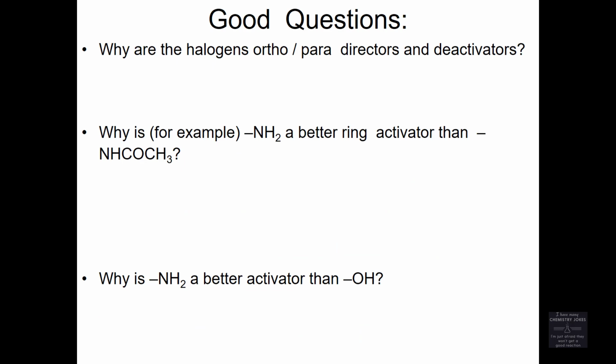Why are the halogens ortho-para directors and deactivators? Well, I wrote this down as a question for us to discuss, but actually we just spent a minute discussing them. They're a conundrum because they have a lone pair that wants to donate by resonance, leading to ortho-para, yet they're electronegative, so they make benzene react slower when they're on benzene. They react slower than normal benzene would have.